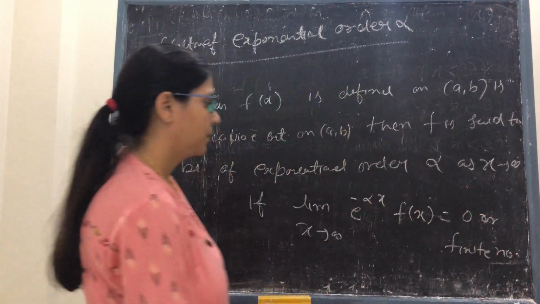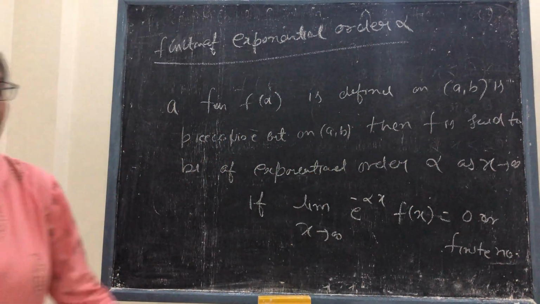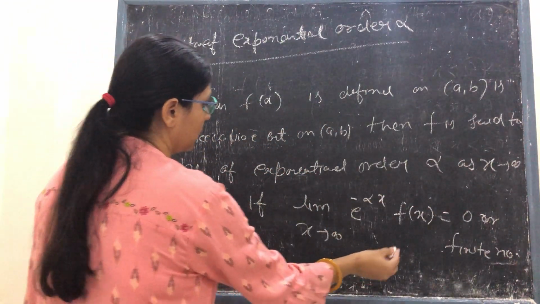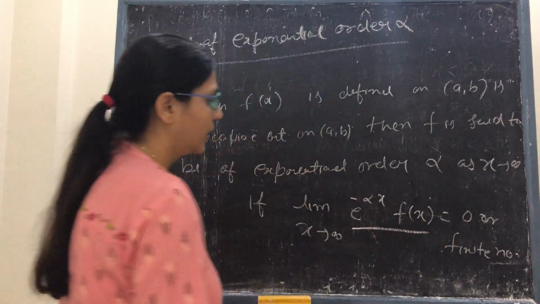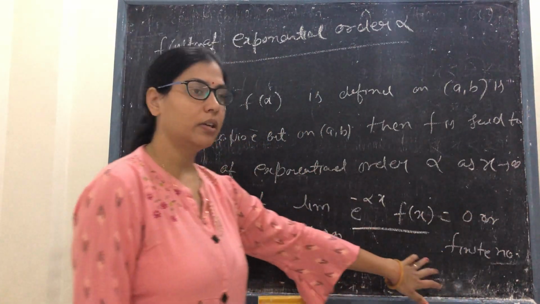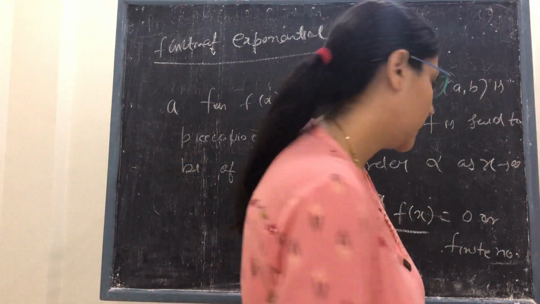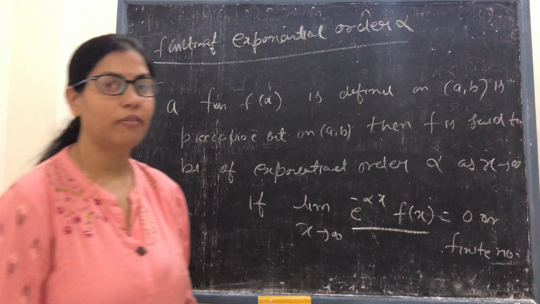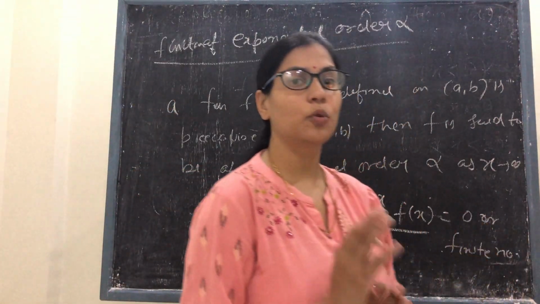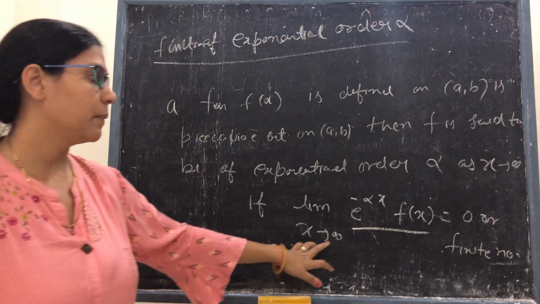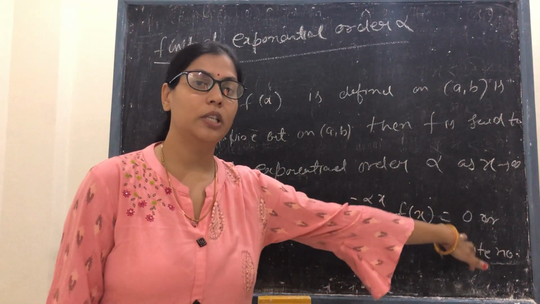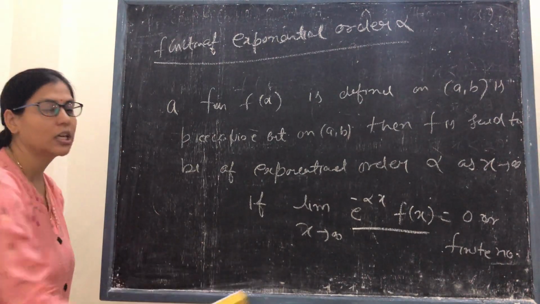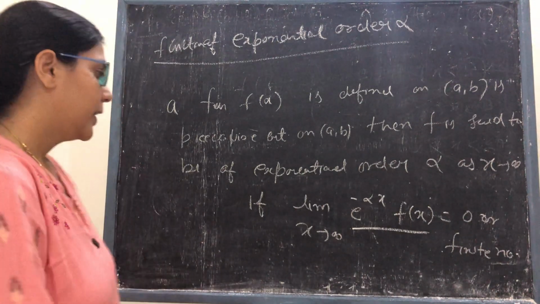It's a finite number. If we define alpha such that limit x tends to infinity of e raised to the power minus alpha x f(x) equals 0, or the limit is a finite number, it is clear that if a function is of exponential order alpha, then multiplying the function by e raised to the power minus alpha x and taking the limit x tends to infinity, the limit should be 0 or a finite number. Then we say our function f(x) is of exponential order alpha.